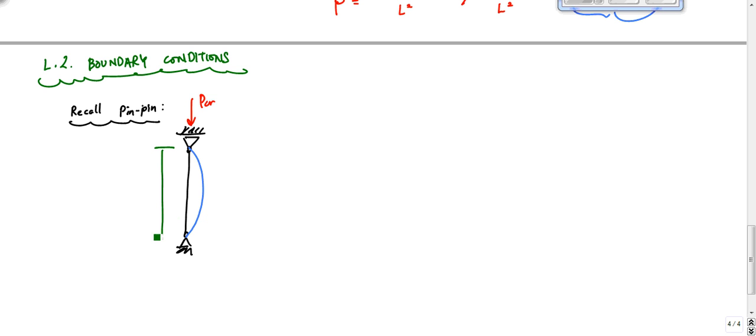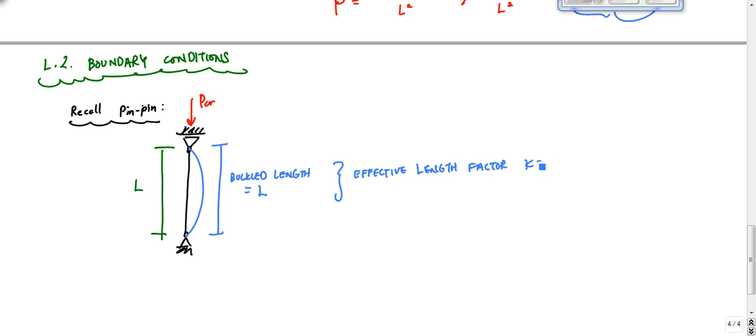The initial length of this was L. The buckled length, from here to here, from 0 displacement to 0 displacement, was also equal to L. And this would have what's called an effective length factor K equal to 1.